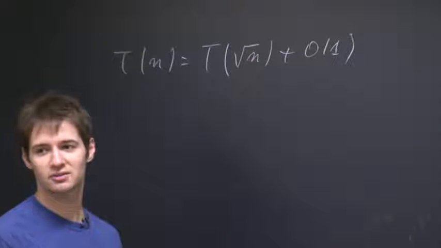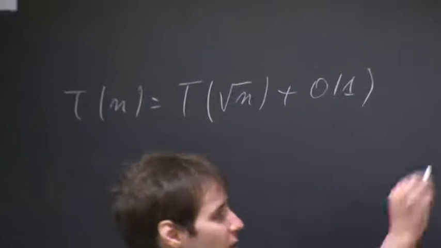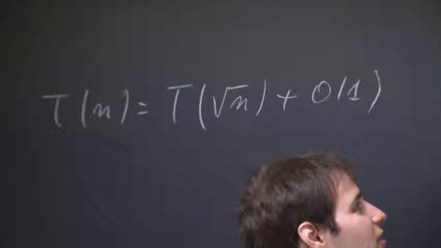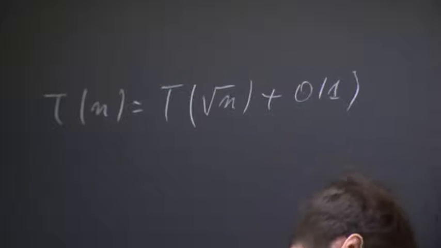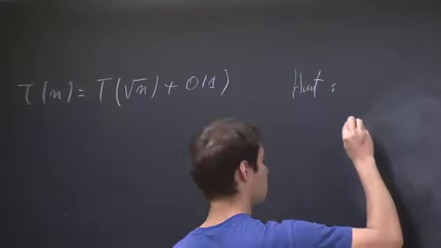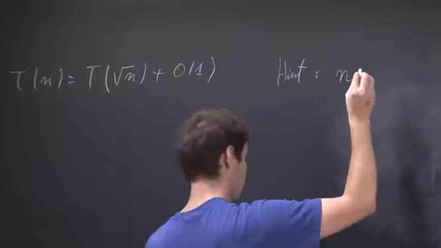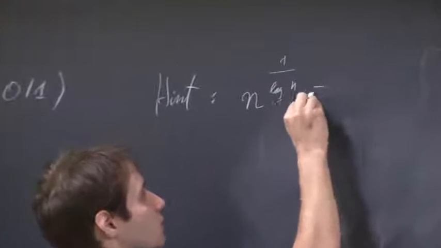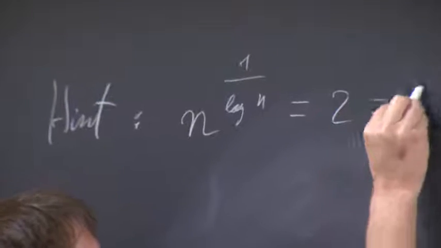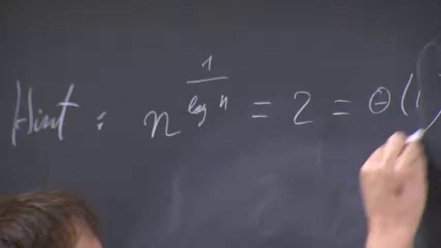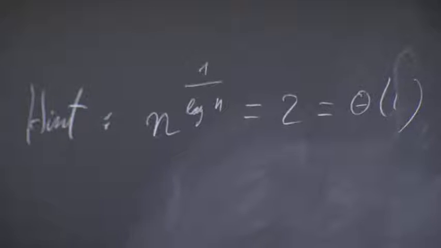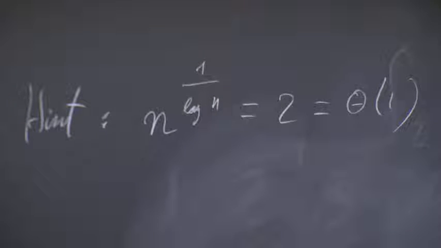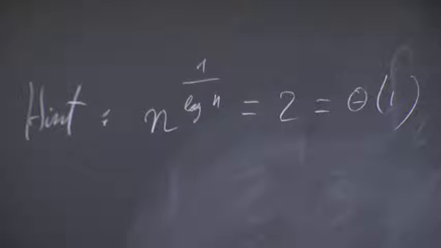So you have this recursion and you have to solve it. And you get a hint that n to the power of 1 over log n is 2, which is theta 1. So based on the hint, you can see that it's going to involve some math. It's going to get a bit ugly.